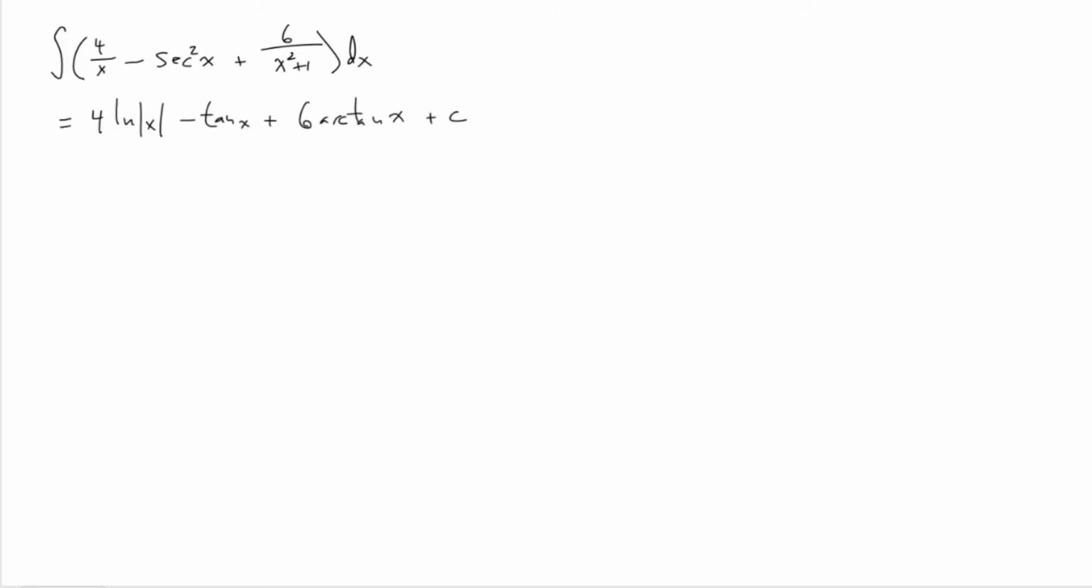And you should have gotten that it's 4 times the natural log of the absolute value of x minus the tangent of x plus 6 times the arctangent of x plus a constant. Forget the absolute values on the natural log: some homework problems will accept that and some will not. Try to remember the absolute values on the natural log there.